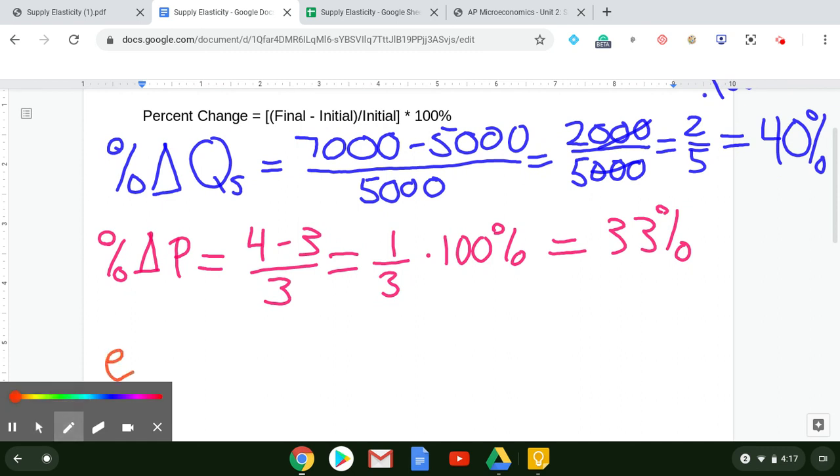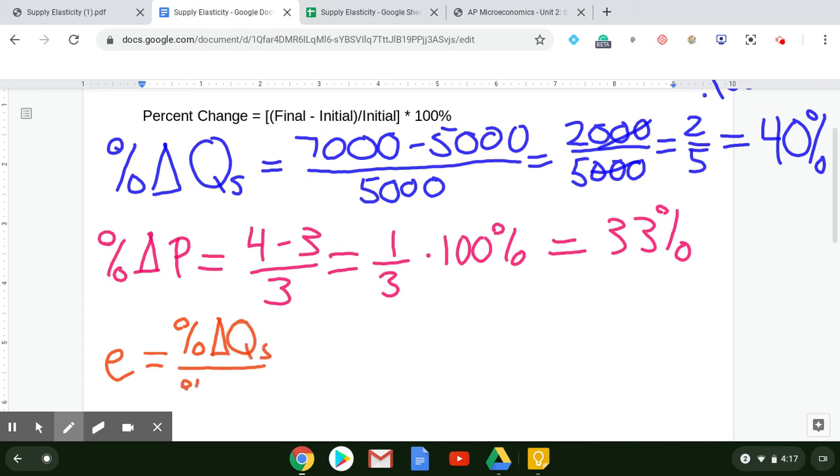Okay. All right. Same thing as last time, we've got our elasticity, which is percent change in quantity supplied over percent change in price. I could use my percentages, but I actually prefer to use fractions. You could do 40% over 33%, or just cancel the percentages and use 0.4 over 0.33, or use those fractions instead. Okay.